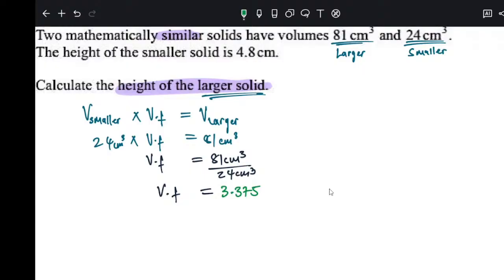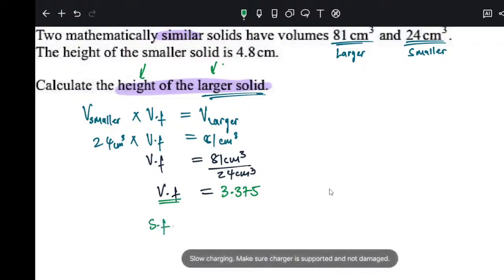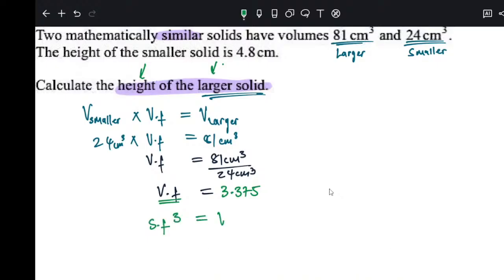We have the volume factor. But on step number 2, we are going to be looking for the height of the larger solid. The height is a length, so we're going to need the scale factor. We need to change from volume factor. We only have that one method we know: scale factor cubed is equal to volume factor. This is the relationship between scale factor and volume factor. So you now take cubed to the other side. Scale factor will be the cube root of volume factor, which is the cube root of 3.375.